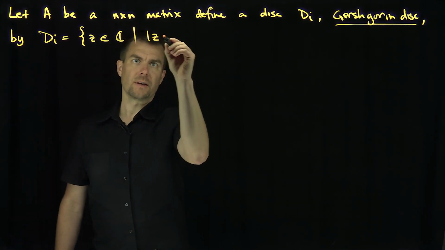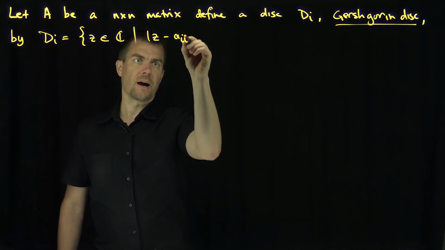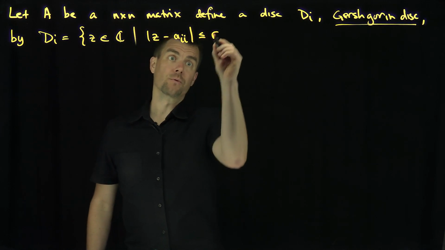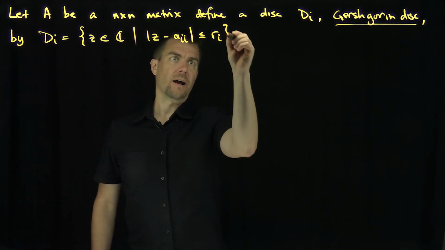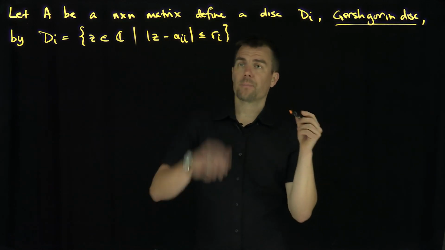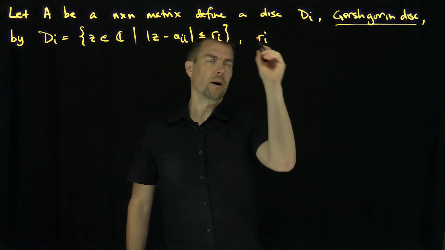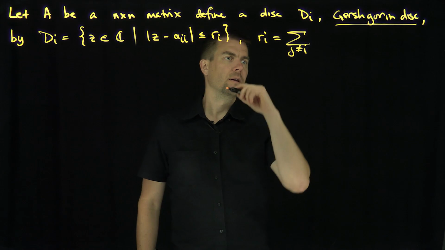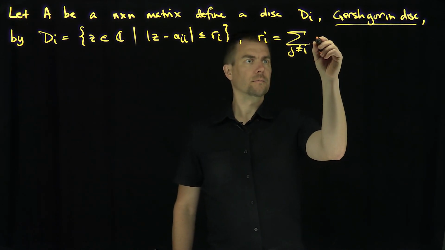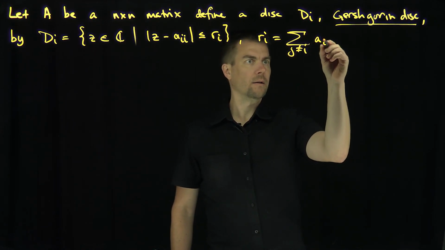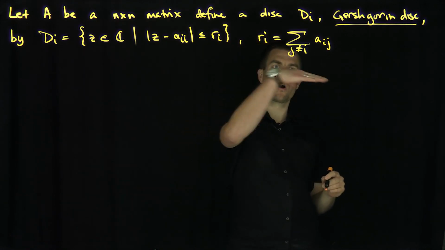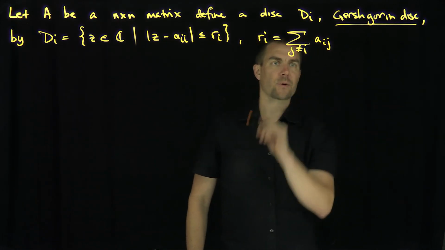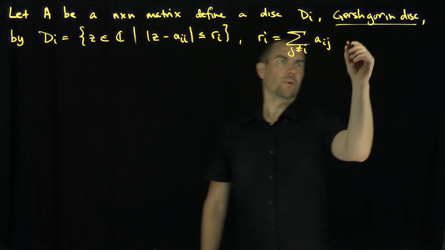Such that |z minus a_ii|, of course that's the ith diagonal entry of the matrix, is less than or equal to, which is important here, r_i. And of course that's just a disk in the complex plane, and here r_i is the sum over j not equal to i of |a_ij|. So we're in the same row, because i is fixed, and we're just summing over all the other columns that are not equal to i. And this, of course, is the radius of that disk.